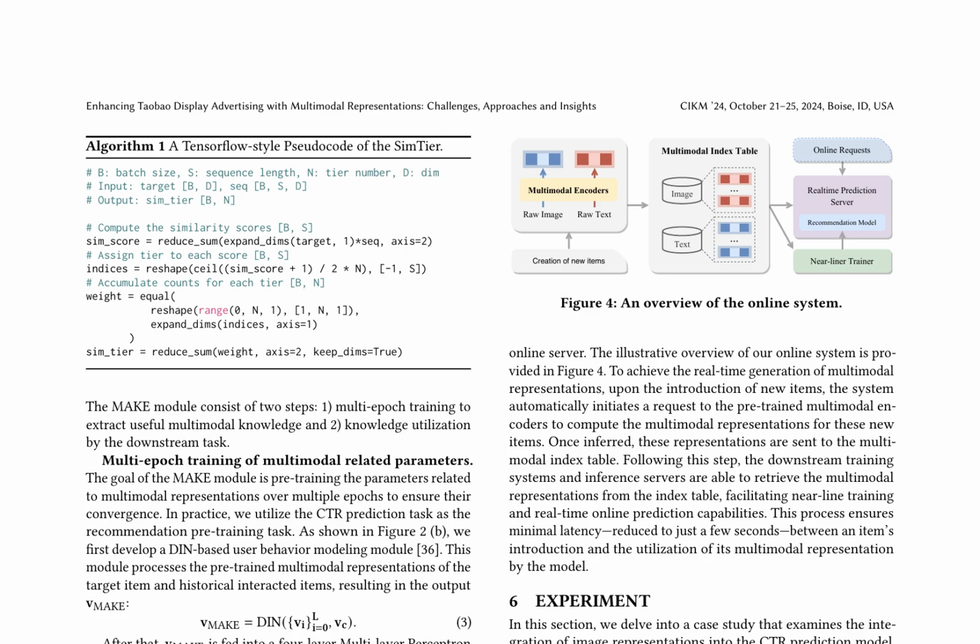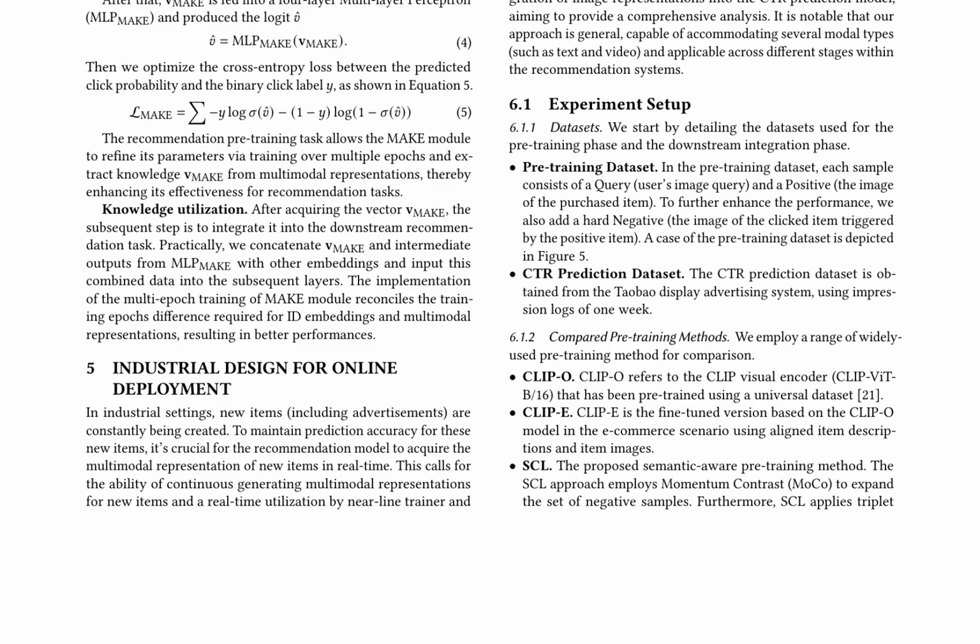The paper also highlights the importance of industrial design for online deployment, particularly in maintaining prediction accuracy for new items. It outlines an online system that continuously generates multimodal representations for new items and utilizes them in real time. This process ensures minimal latency between an item's introduction and the utilization of its multimodal representation by the model.